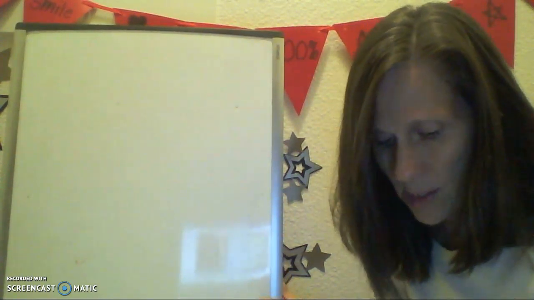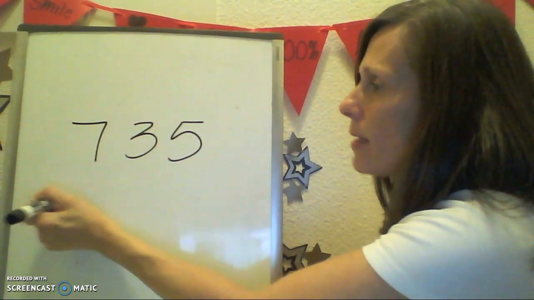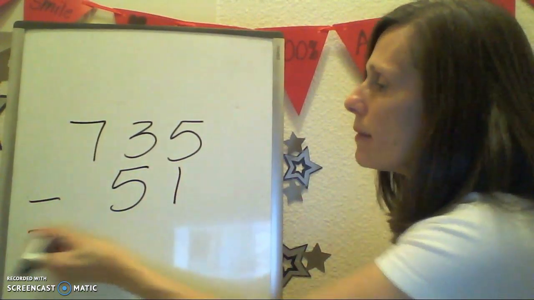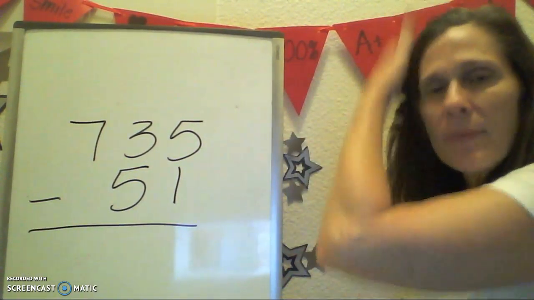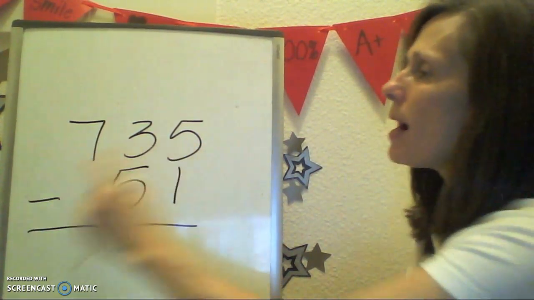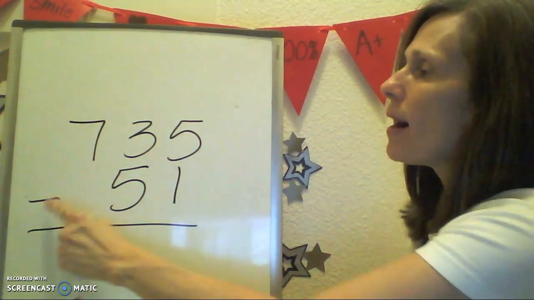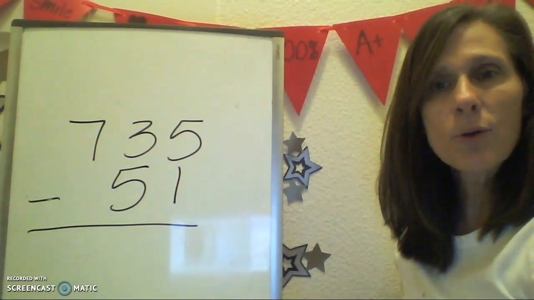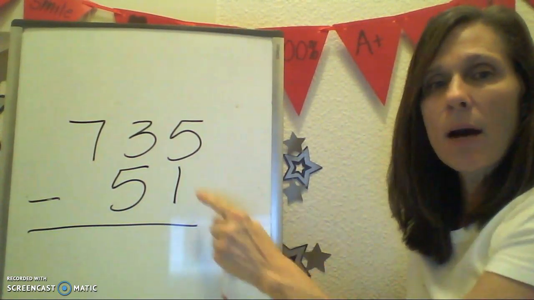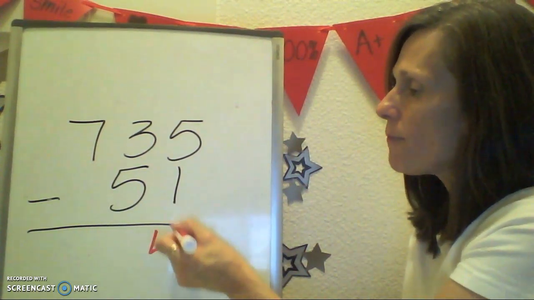Here we go. Let's do 735 minus 51. All right, so here we go. We see a subtraction sign, so we ask, can I do it? 5 take away 1. Can I do it? Yes. If I have 5 grapes, can I give you 1? I sure can. 5 is bigger than 1, so when there's more on the top, no need to stop. So 5 take away 1 equals 4.